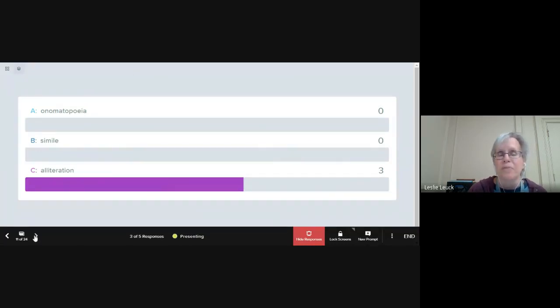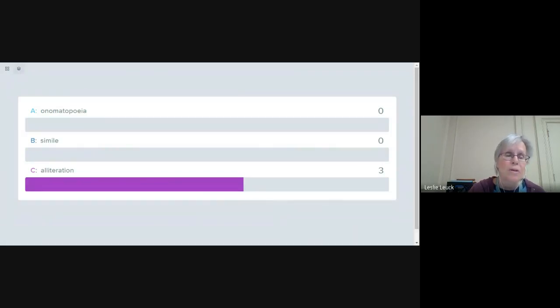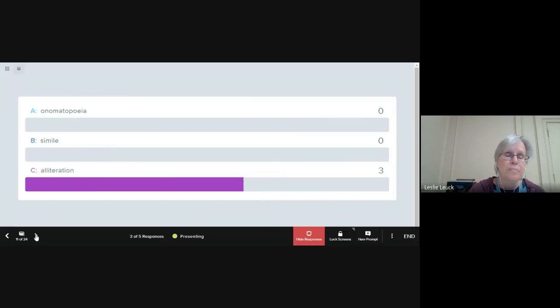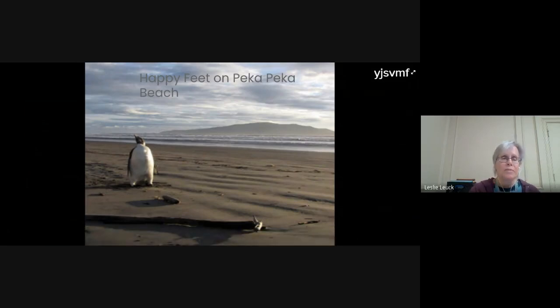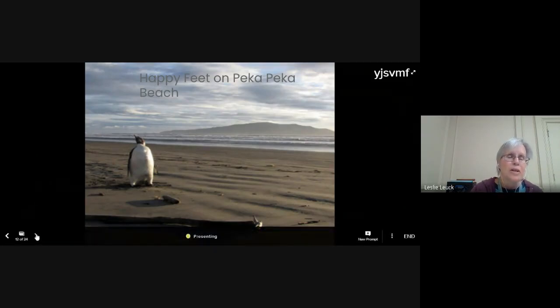Often we think of it as being used in poetry, but as you can see, it works very well in prose also. And there's a picture of Happy Feet, literally Happy Feet on Pekka Pekka Beach, which is where he landed. It's where he came ashore. I love the way he looks so proud, like he's in the military.